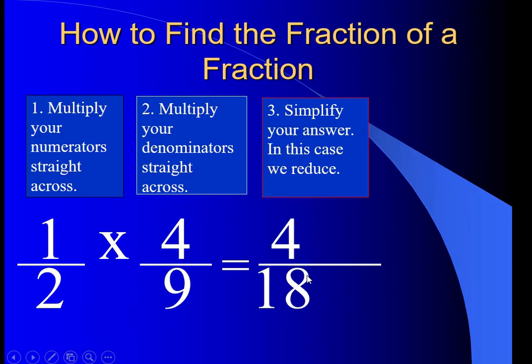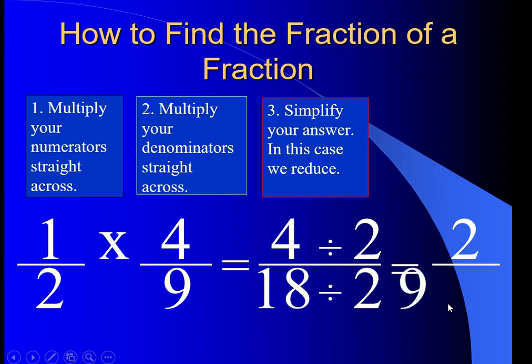Okay? Think, what is the GCF of 4 and 18? Or, in what number can you divide 4 and 18 without a remainder? In this case, we have 2. The GCF of 4 and 18 is 2. So, 4 divided by 2, we have 2. 18 divided by 2, we have 9. So, the final answer is 2/9.